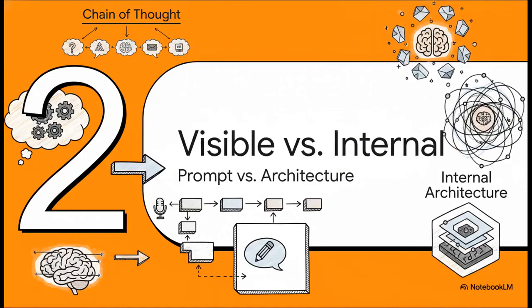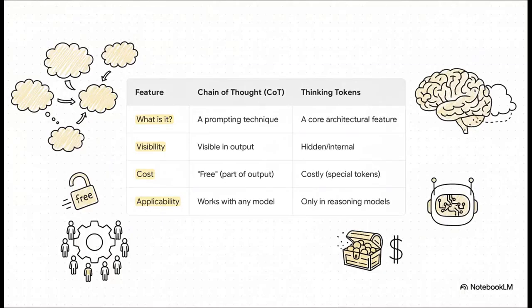So, how does this thinking actually happen? Good question. To really get it, we need to clarify two terms that people confuse all the time. One is just a simple prompting trick, while the other is a core part of the model's actual design. Let's talk about chain of thought versus thinking tokens. This is so important. Chain of thought, or COT, that's basically a prompting hack. We can tell any model, even GPT-4o, to think step by step, and it'll show its work right there in the output.